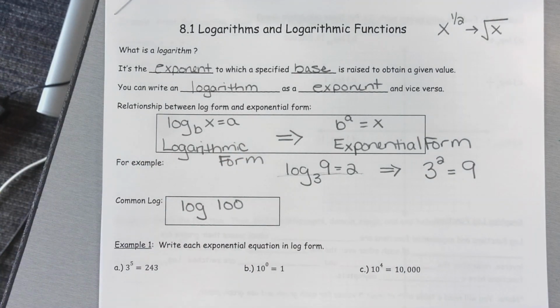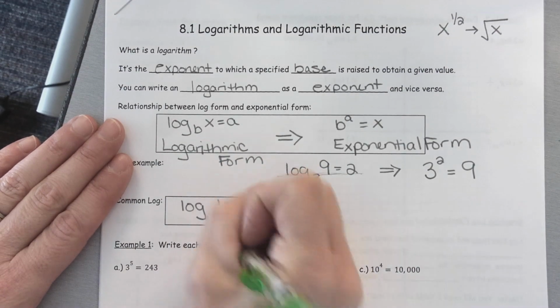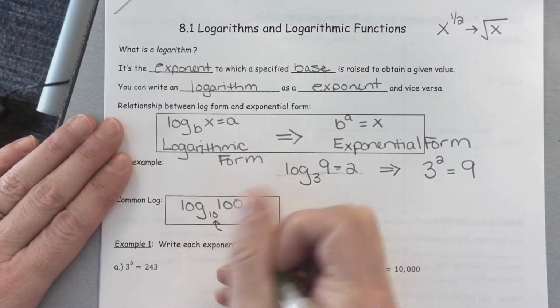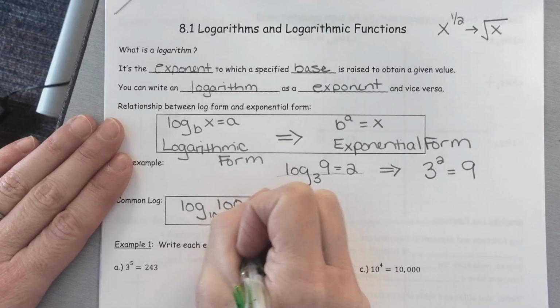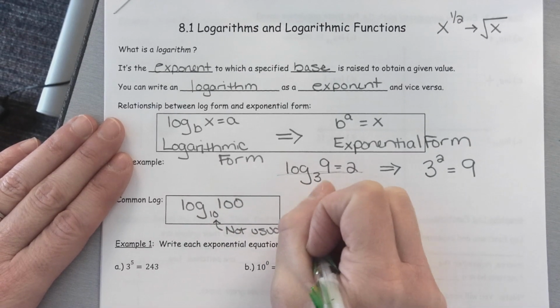Next problem. This one says log 100. Do you see how there's no base written down there? Okay. So the common logarithm is when we have base 10. And so we don't always write the base 10. So this is not usually written.